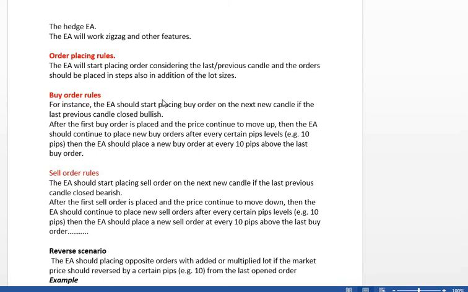This is the EA which I want you to do. Looking at this, these are the rules which I want you to follow, and I believe that you will understand it.